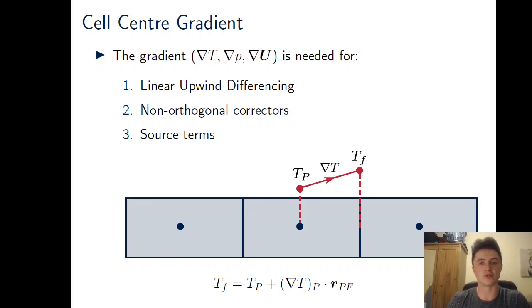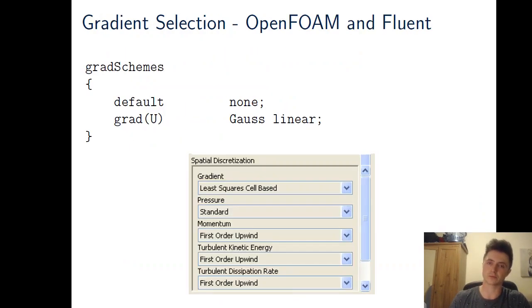So if we know the value of the temperature at the cell centroid, that's Tp, and if we know the gradient at the cell centroid, that's grad or nabla T there, you can see that we can use the gradient to extrapolate and work out what the temperature is on the face of that cell. So really, one of the main reasons we need the gradient is so that we can extrapolate and work out what the face values are, because our CFD code computes and stores the variables at the centroids.